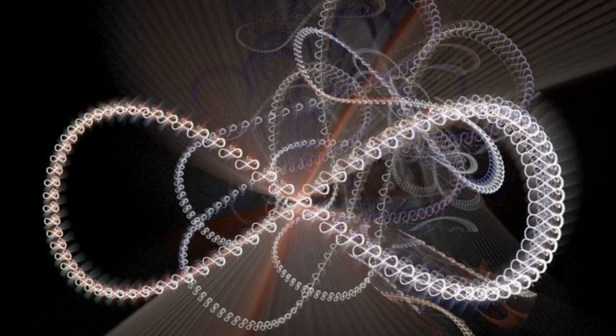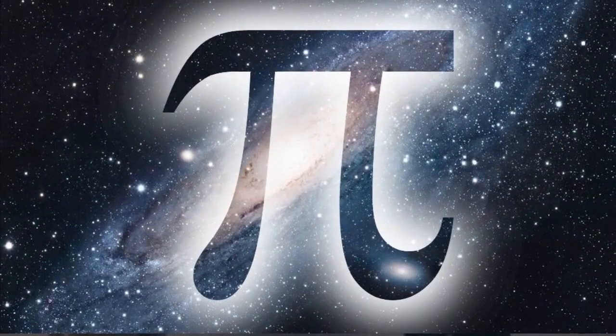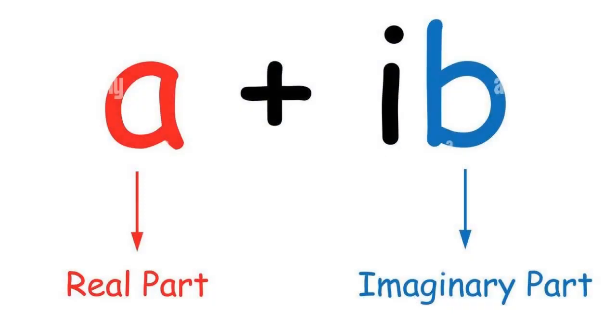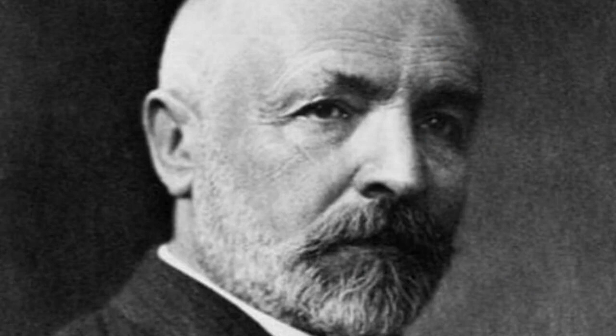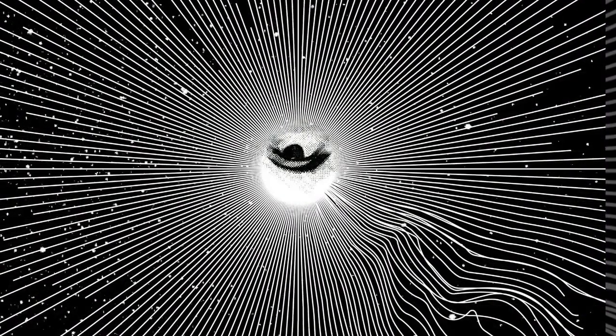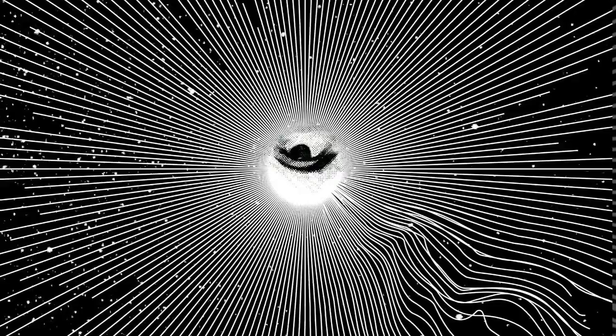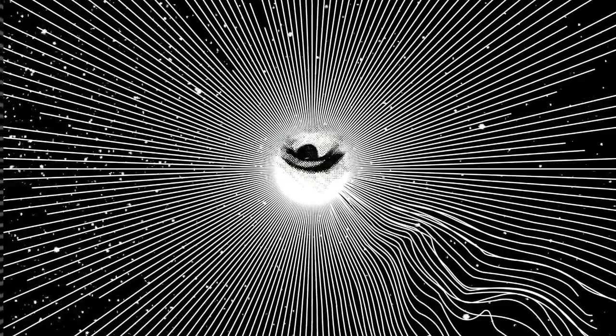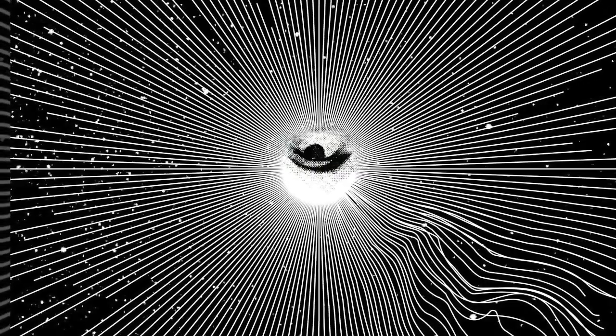There are also different levels of infinity. The natural numbers, fractions, irrational numbers like pi, and complex numbers with imaginary parts all contain infinite sets. In the late 1800s, Georg Cantor proved there are actually infinitely many types of infinities. He showed the infinity of real numbers is uncountably larger than the infinity of just whole numbers. Already we're glimpsing infinity's profound complexity.